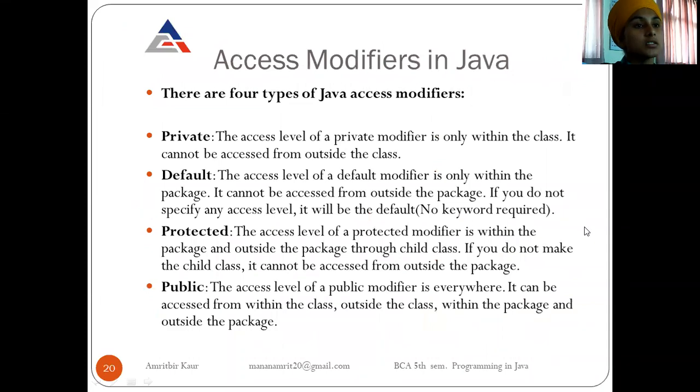So now our next topic is access modifiers in Java. We can use four types of access modifiers in Java: private, default, protected, and public. Let us see the difference between these one by one. First one is private. The access level of the private modifier is only within the class. It cannot be accessed from outside the class.